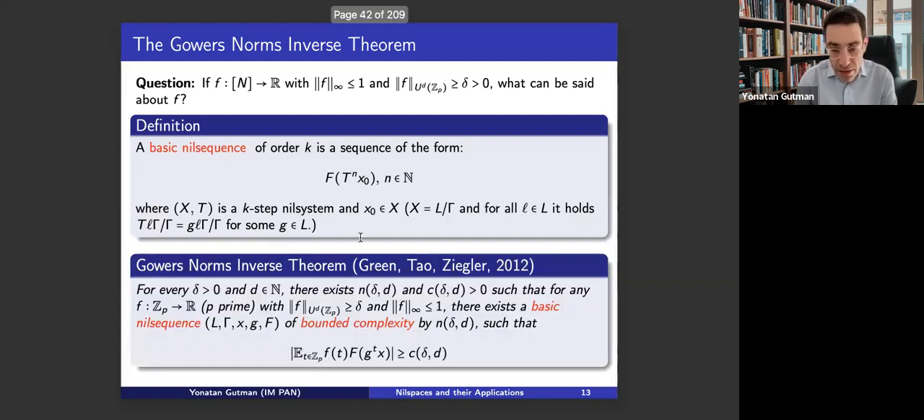And now we have a very deep theorem by Green, Tao, and Ziegler, which tells us that for every delta and every d, there exists some n which depends, and this is very important, only on delta and d, and another constant c which depends only on delta and d, such that for any function from Z_p to R, where p is prime, such that the uniformity U^d norm is bigger or equal than delta, and the function is bounded by 1, then there exists a basic Nil sequence of bounded complexity which correlates with this sequence, and the correlation is bigger than c.